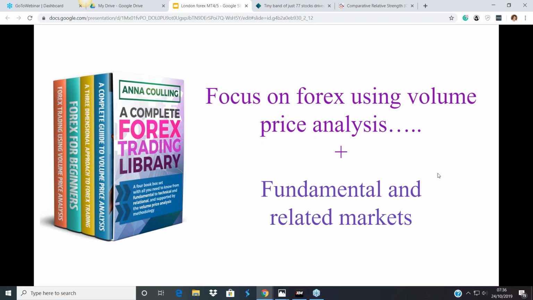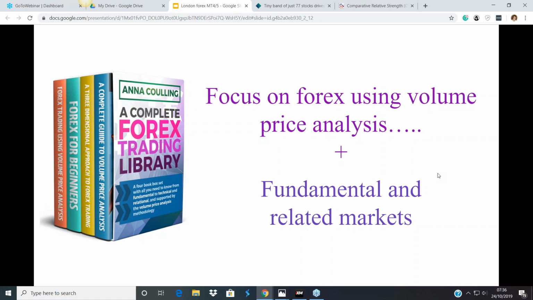Volume price analysis, again, I know there are some of you who already bought the books on Amazon that explain the methodology and what it can do for you as a trader. But in case you haven't come across it before, there are a number of books on Amazon. The ones specifically for forex, we've bundled together in what we call the complete forex trading library. And the VPA, volume price analysis, is the technical analysis side of it, the chart reading. It's using price action and volume to anticipate where the price is likely to be going next, which is of course hugely important.